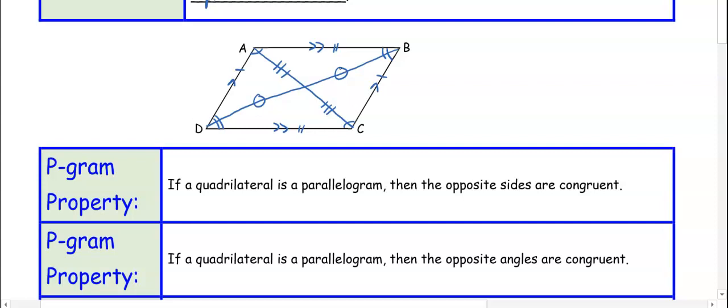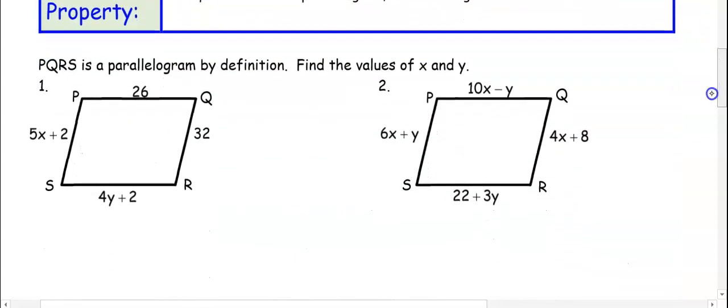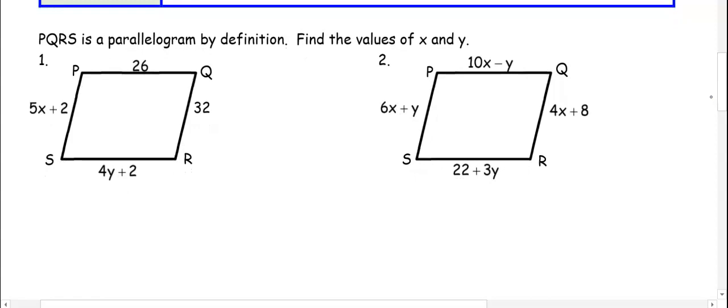So let's use these properties to solve for some variables. PQRS is a parallelogram by definition. Find the values of x and y. In this case, we're dealing with the sides. We know that the sides are parallel. We also know that the sides are congruent, which is much more helpful when we are solving. So we can set 5x plus 2 equal to 32. When we solve, we get 5x equals 30, divide by 5, so x is 6. And we also have 4y plus 2 is equal to 26. We can subtract 2 on both sides, so 4y equals 24. When we divide, y is 6.